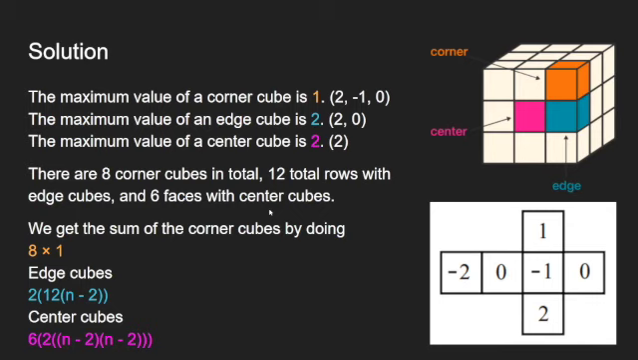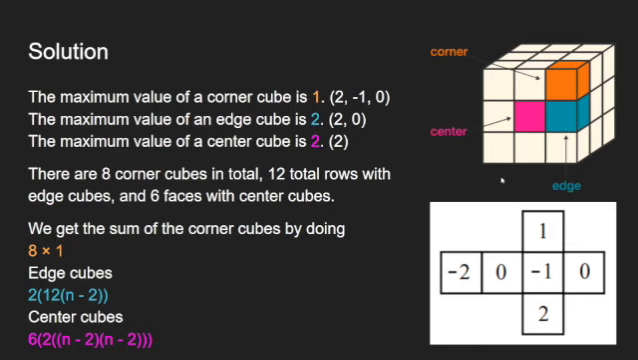So we get the sum of the corner cubes by doing 8 times 1, since the maximum value of a corner cube is 1, and there are 8 of them. And for edge cubes, 2 times 12 times (n minus 2). We do 2 since the maximum value of an edge cube is 2, and 12 since there are 12 edges. And n minus 2 because on each edge there are as many as n, but then you subtract 2 because there are 2 corner cubes on the outside.